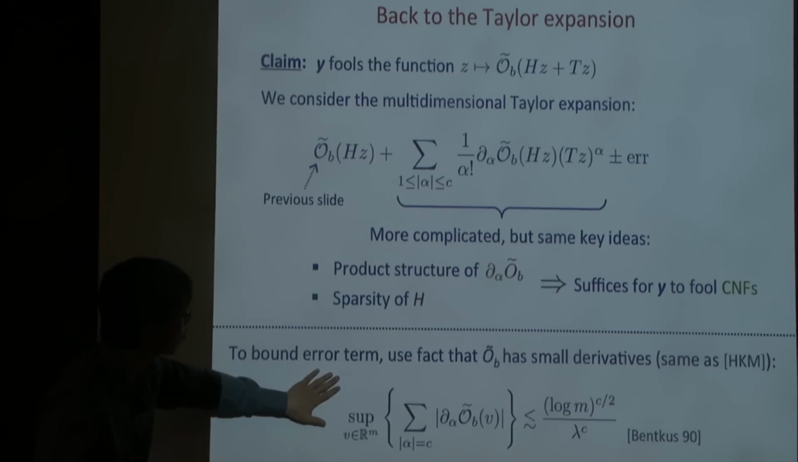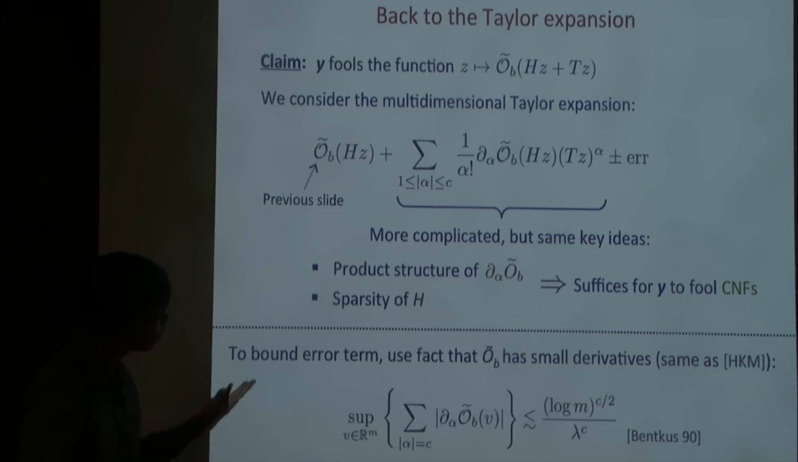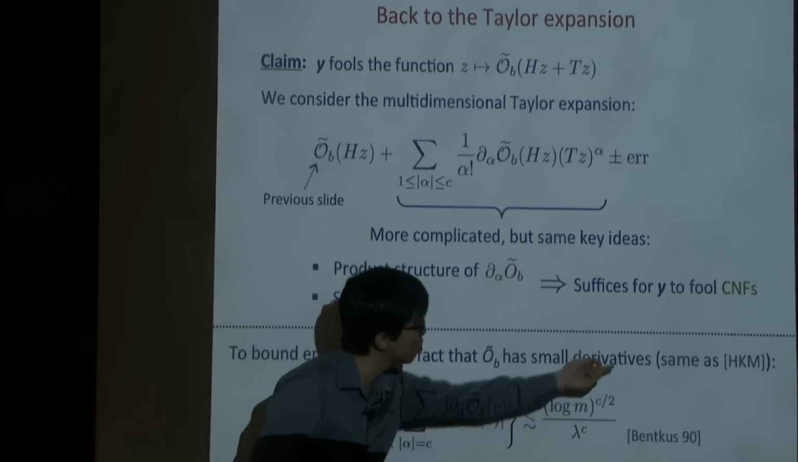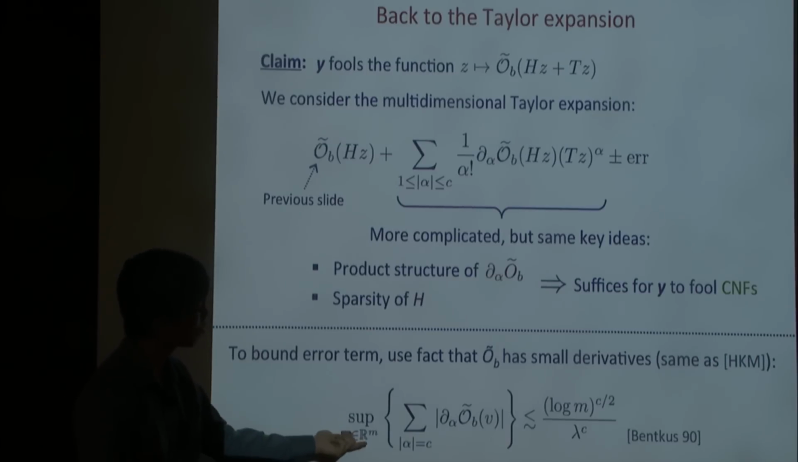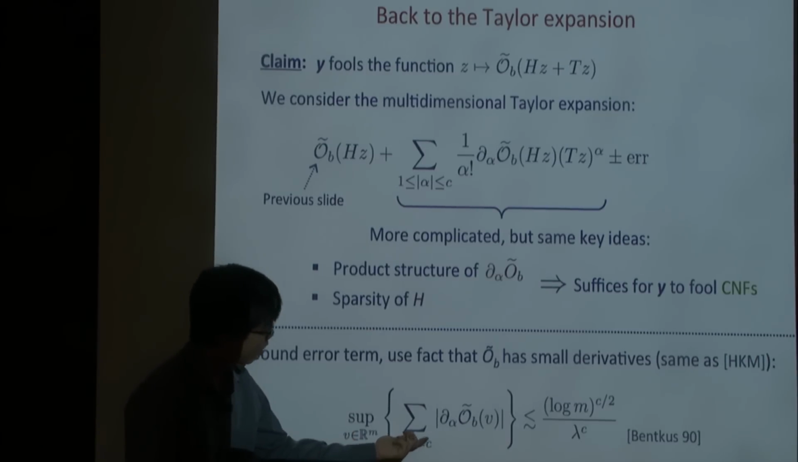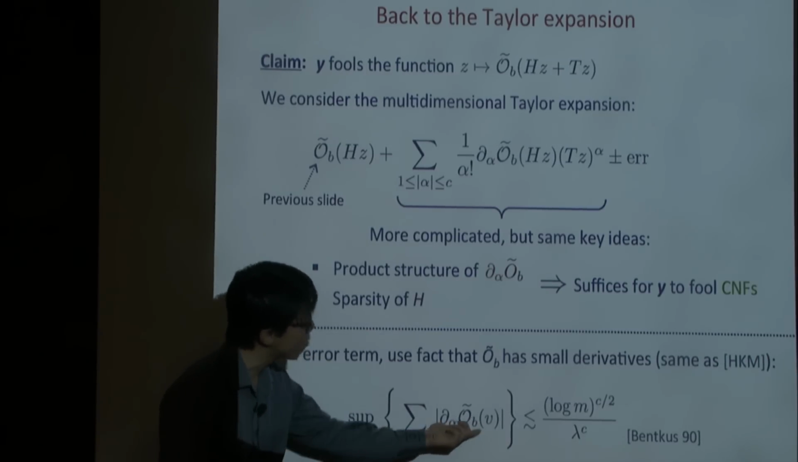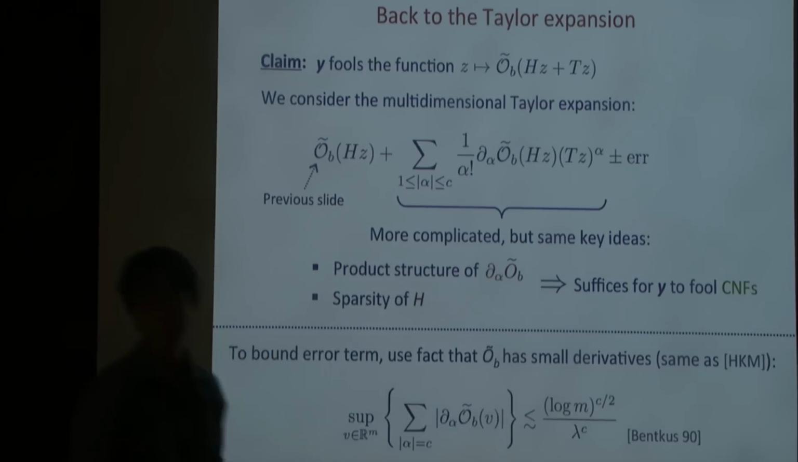And here we use the fact, this nice fact gifted to us by Benkers, also leveraged by Harsha, Klivans, and Meka. It's not surprising that a Taylor expansion involves some sort of derivative condition. We use this very nice fact that the sum of absolute values of M to the C many derivatives is at most polylog M.